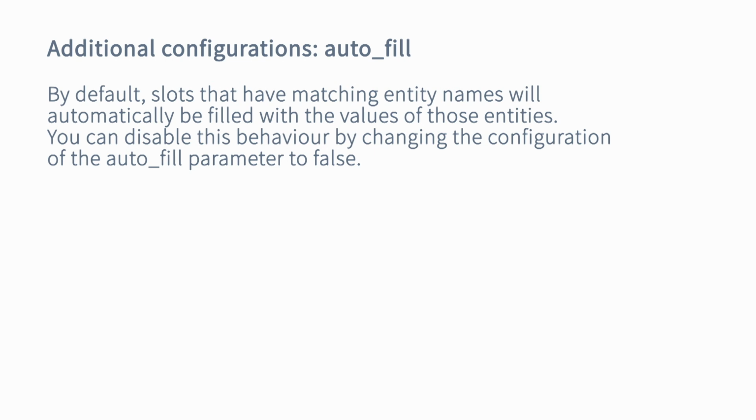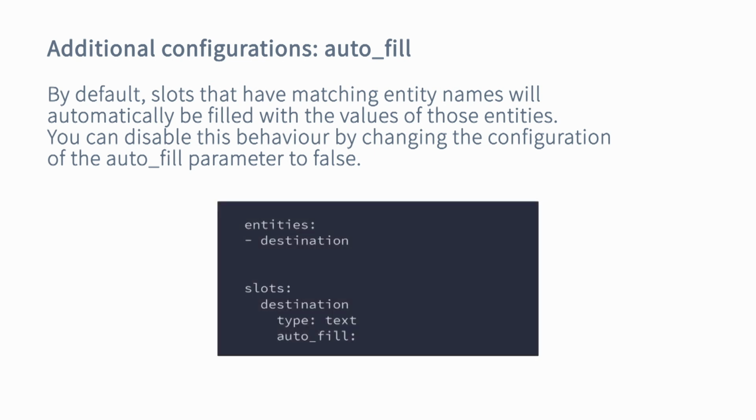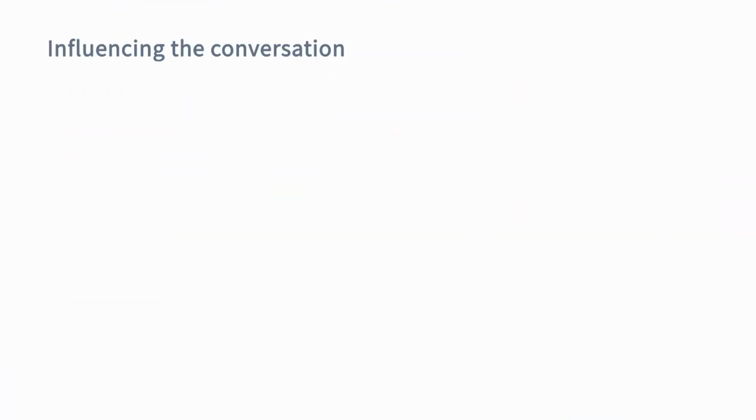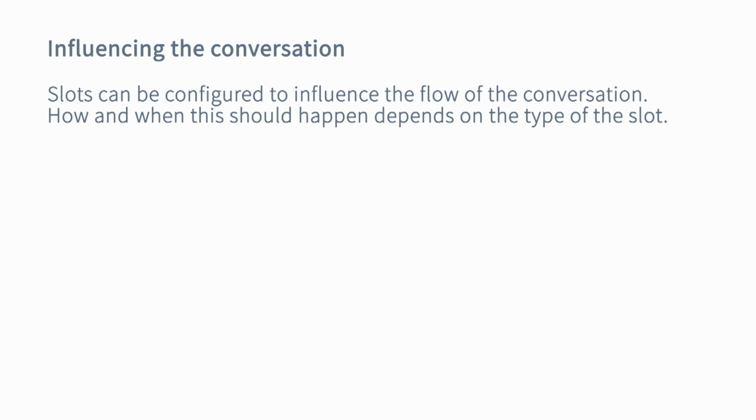If you remember the example that I just gave you about the entity values being used to fill in the slots that match the values of the entities, you can alter that behavior using the autofill flag. In the situations where you don't want slots to be filled in with matching entity values, you can disable this behavior by setting autofill flag to false. The default configuration is true. In addition to just storing the pieces of information, slots can be used to influence the flow of the conversation.